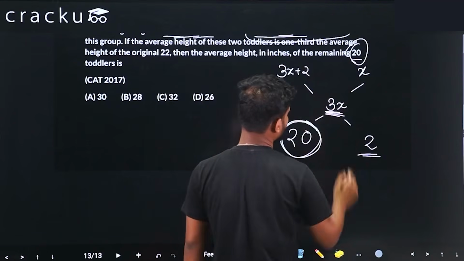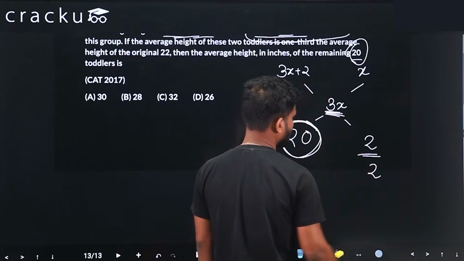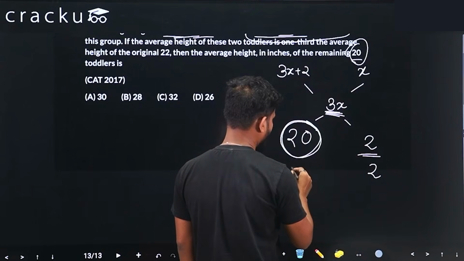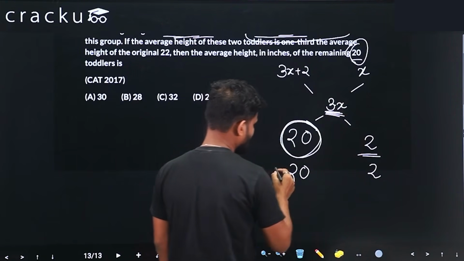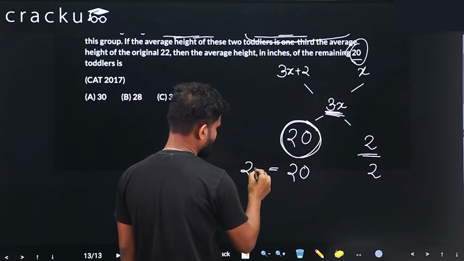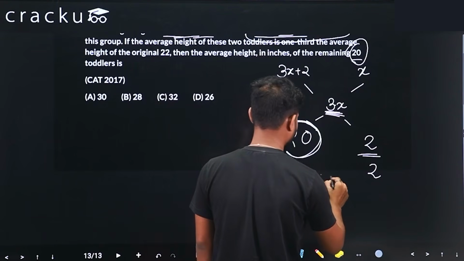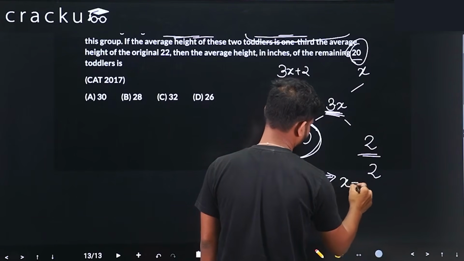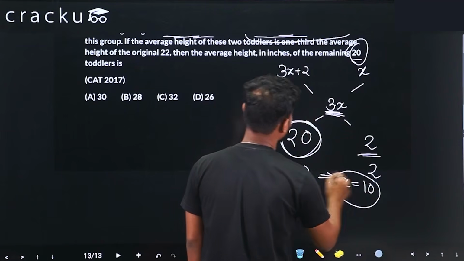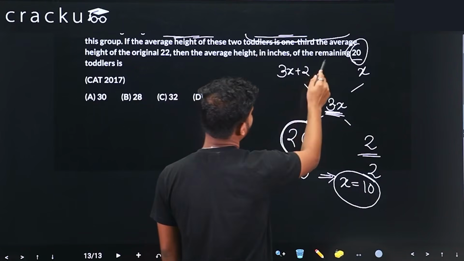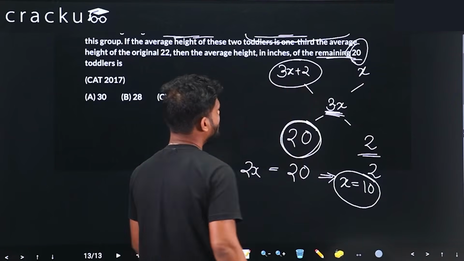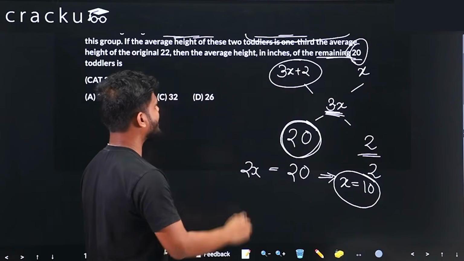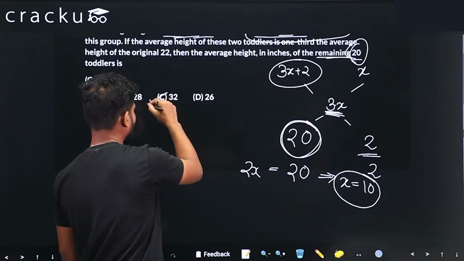So 3x plus 2 minus 3x is 2. So if 2 is equal to 2 parts, 20 will be equal to 20 parts. So 3x minus x is equal to 2x. So if 2x is 20, x will be equal to 10. And what do we have to find? We have to find the average of 20 toddlers, which is nothing but 3x plus 2. Put 10 in place of x, you will get 30 plus 2, which is 32.